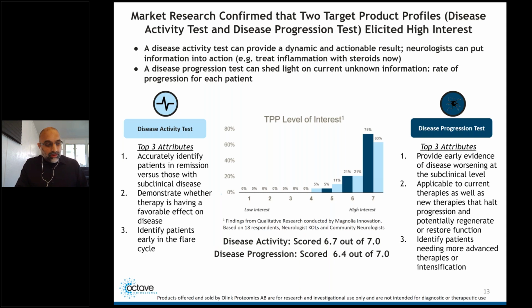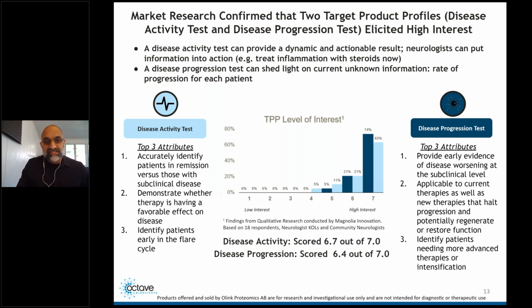Market research. Before starting our biomarker development program, we conducted market research with KOL neurologists as well as community neurologists that confirmed two target product profiles. Both the disease activity test and a disease progression test generated high interest and had unique attributes with the potential to meet differing unmet needs. And both of these test concepts scored extremely high on the ranking scale that was established.